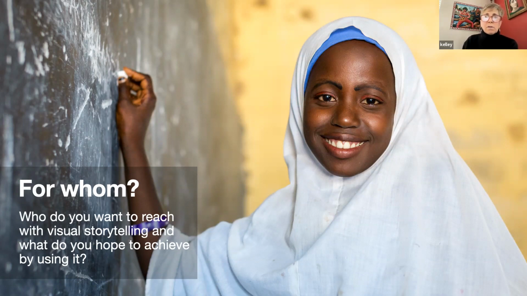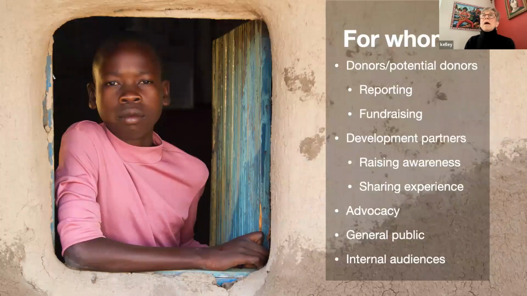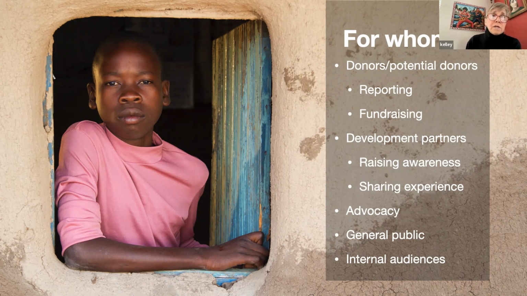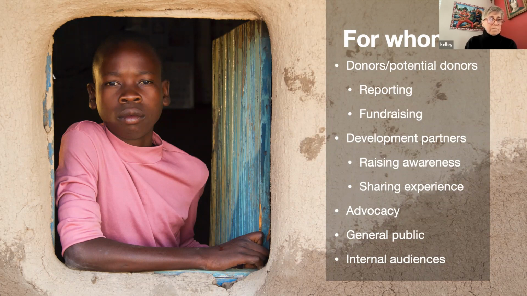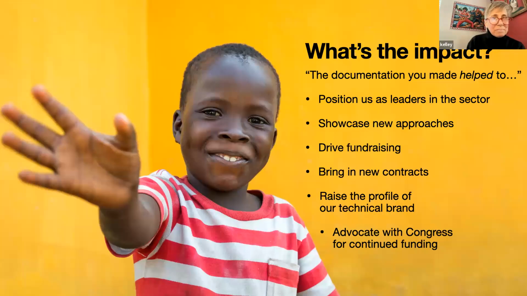Okay. So I'm going to keep it moving. I think we've probably covered all of these: donors, potential donors. For reporting, I know USAID, for example, has reporting requirements that people have to do success stories every quarter, whatever it is. Fundraising, development partners, and where they can be used to raise awareness, share experience. Advocacy is another thing, the general public, and then internal audiences as well. Somebody I knew at USAID said to me at one point, actually, we do a lot of talking to ourselves. It's true, in my experience.